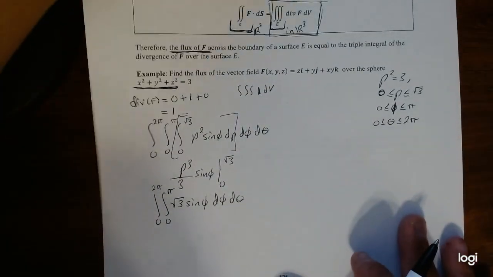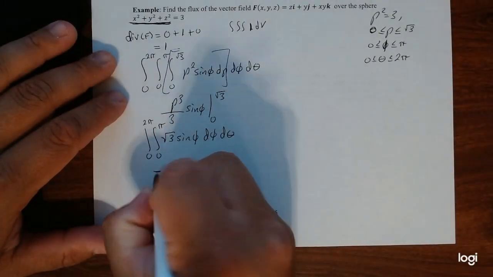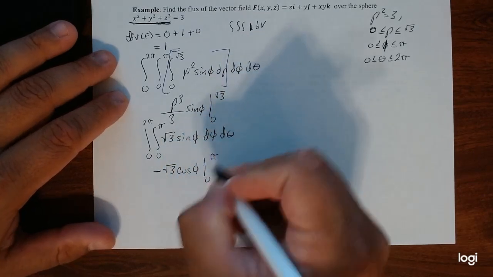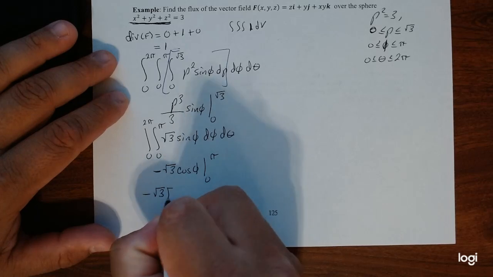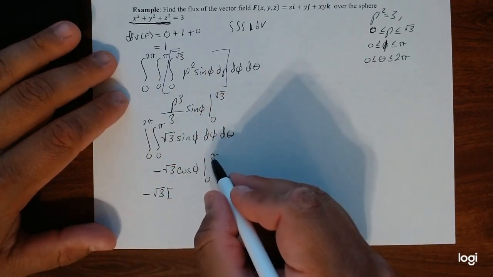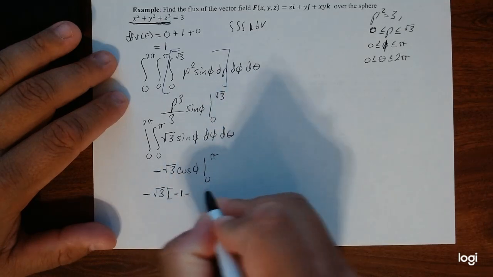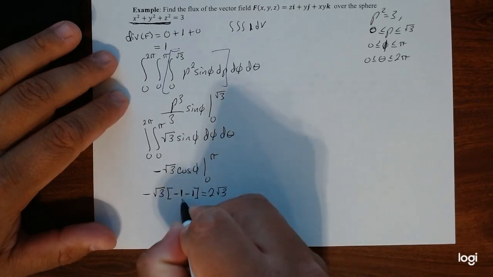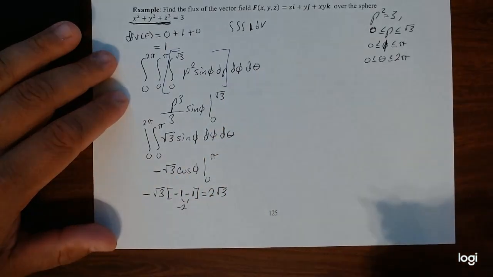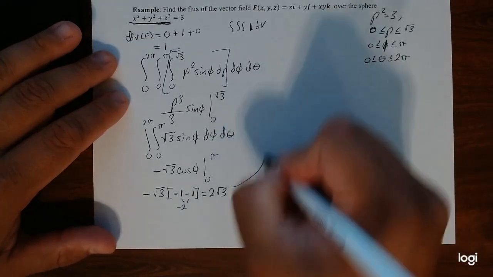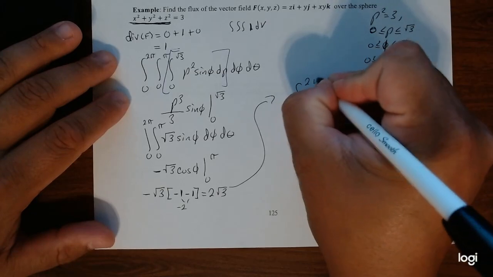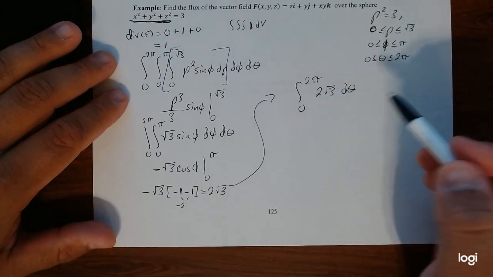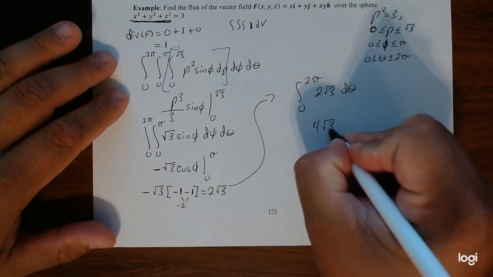The integral of sine is negative cosine. So this is going to be minus radical 3 cosine phi, evaluated at 0 and pi. Cosine of pi is negative 1, cosine of 0 is 1. So this ends up being 2 radical 3, because the negatives cancel when you multiply them. Lastly, integrating with respect to theta is just that times 2 pi, so you get 4 pi radical 3 as your answer.